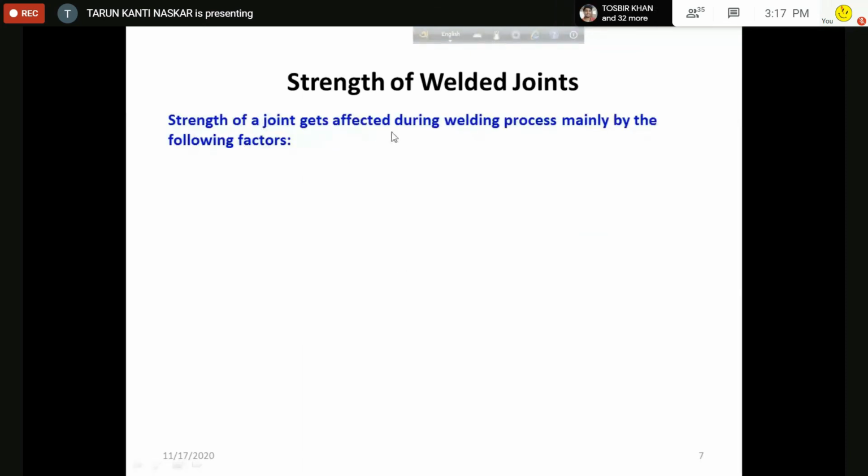Okay. Now strength, design consideration, strength. Now strength of a joint gets affected during welding process mainly by the following factors. That means when welding process is done, strength is affected. Okay. Now how? Crack initiation. Cracks form while cooling a melted metal. That means when cooling is not uniform, the heat flow is not uniform, then cracks may generate.